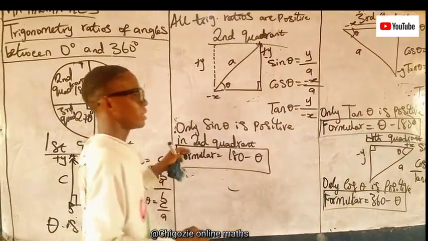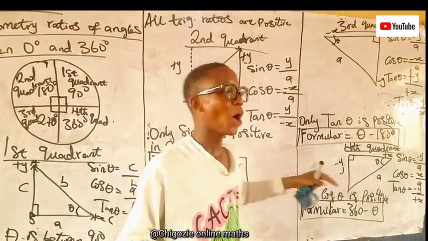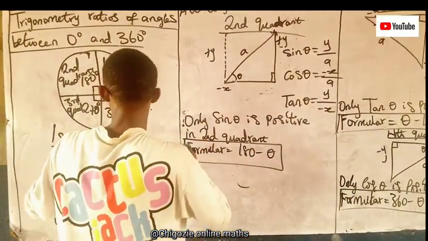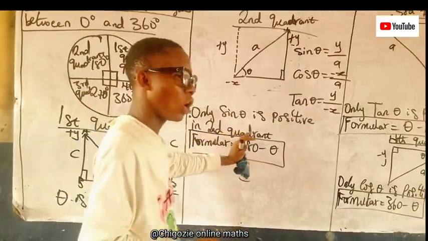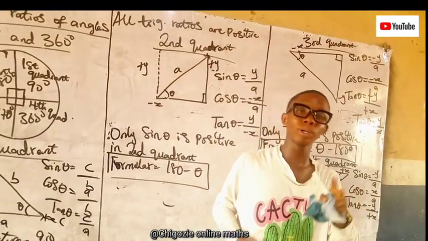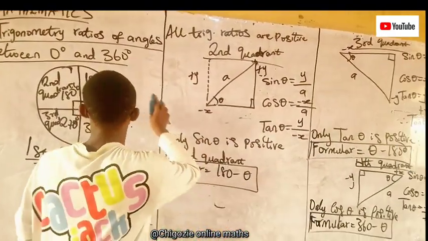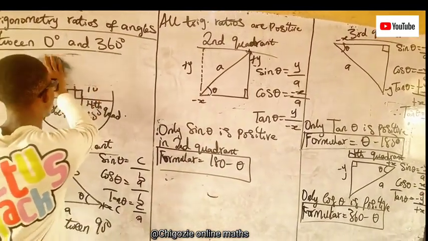Now, there is a way of memorizing all these. Know when all is positive, when sin is positive, when tan is positive, and when cos is positive. Now, let us know how to memorize it.